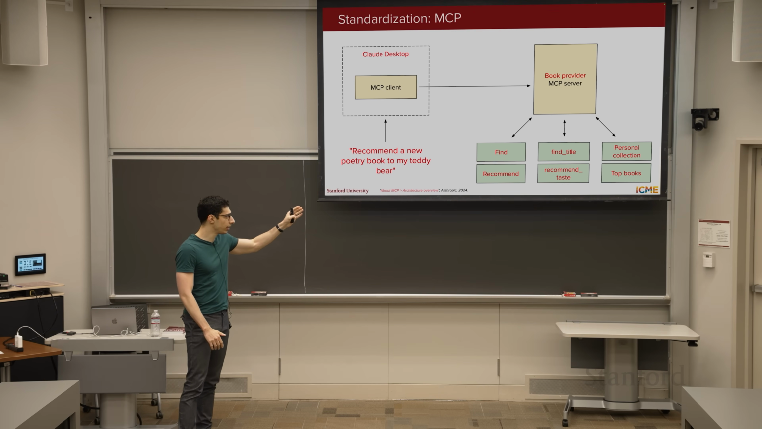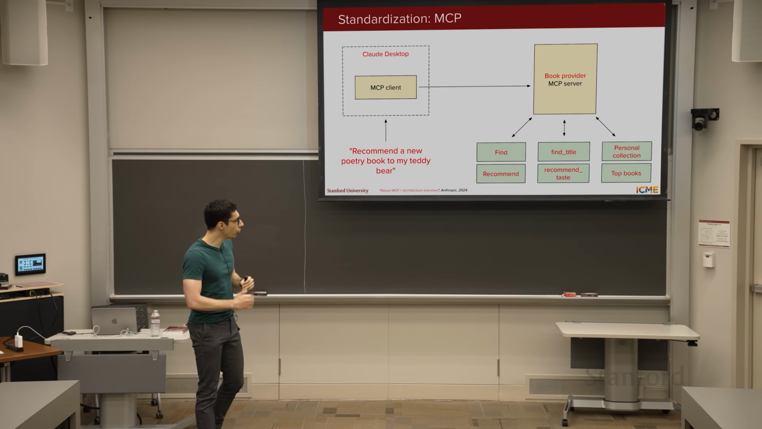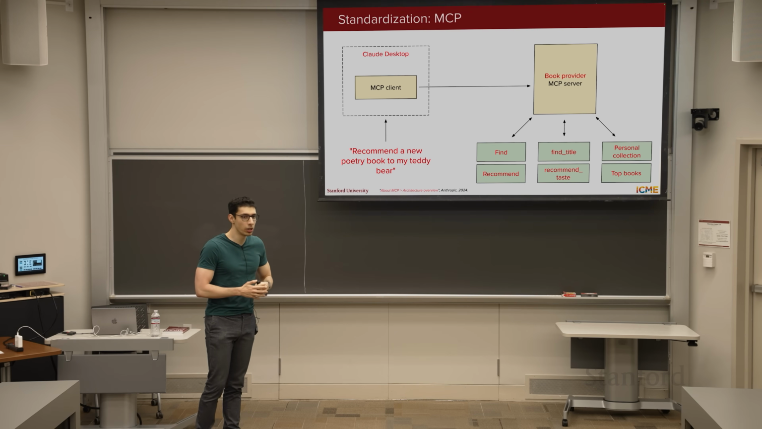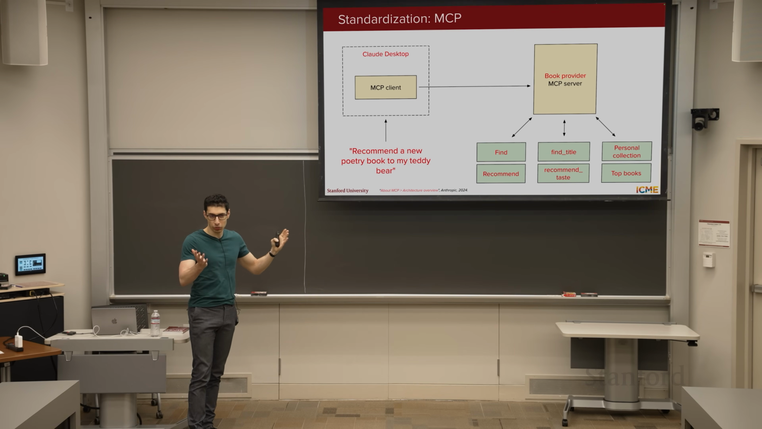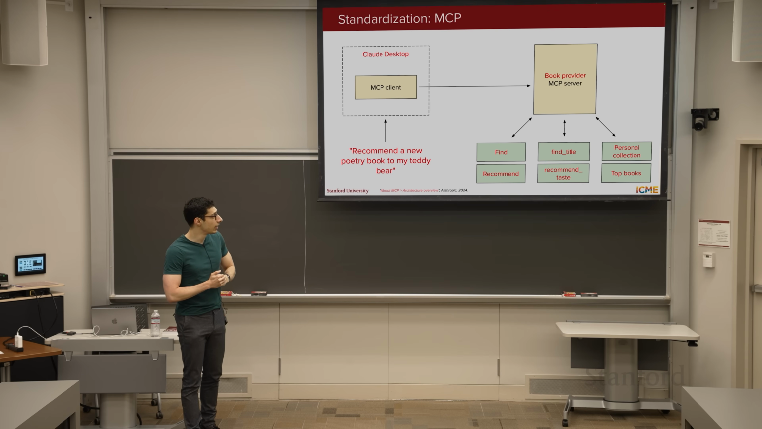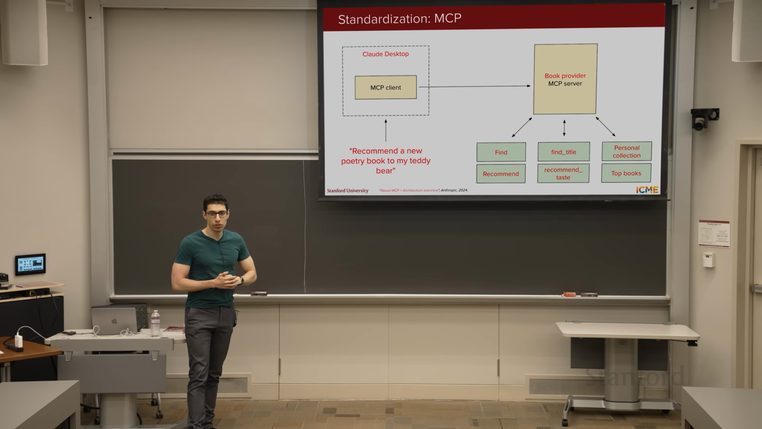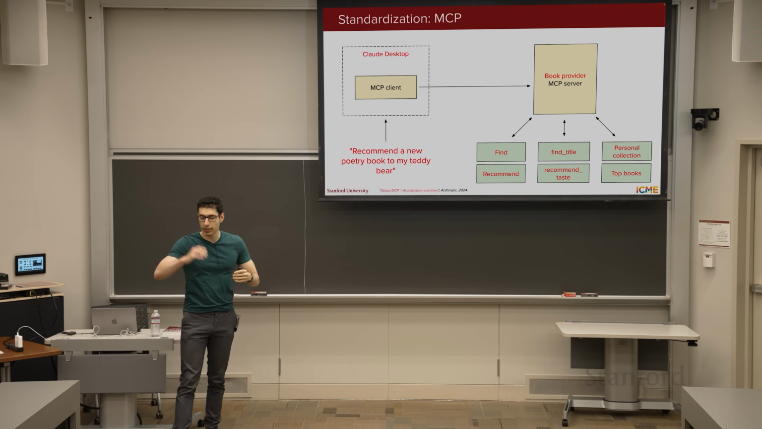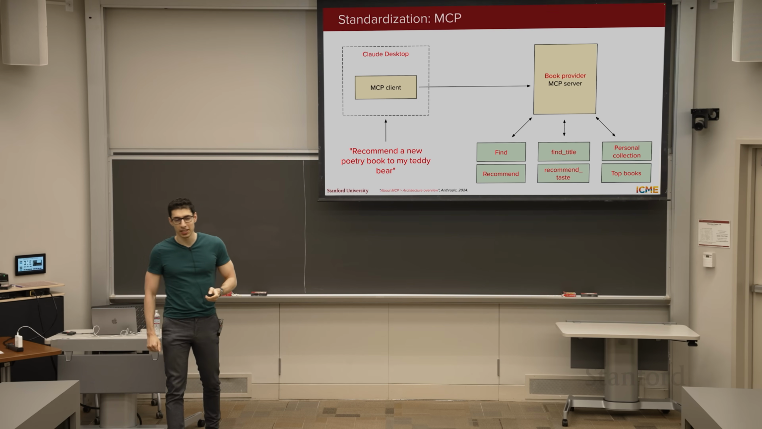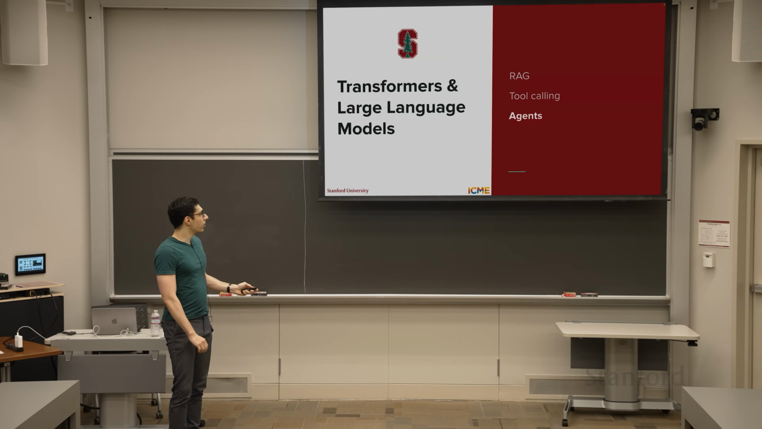and then the prompts here could be ways to show you how to find a given title, or maybe recommend it with respect to some flavor, maybe with respect to the user's taste. And some examples of resources here could be the teddy bear's personal collection, or maybe top books that people buy. Just as an example.